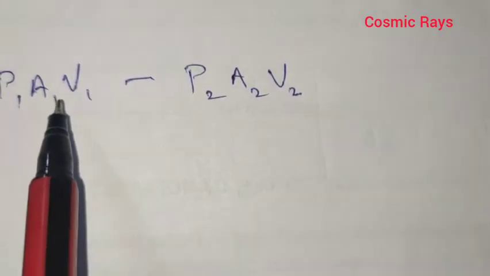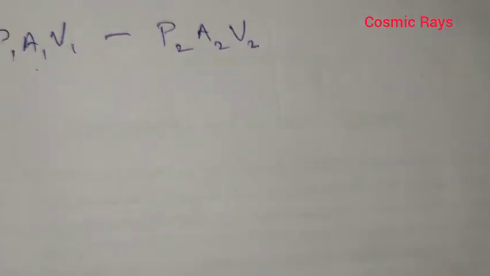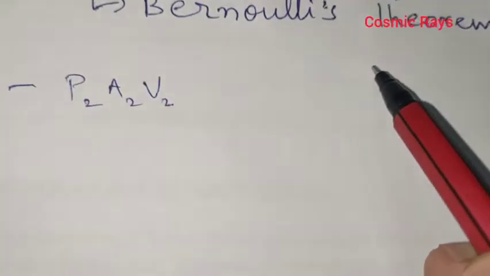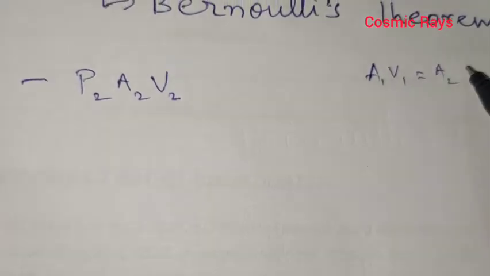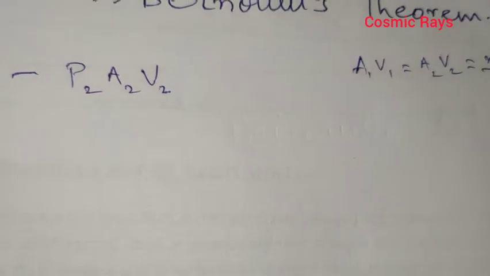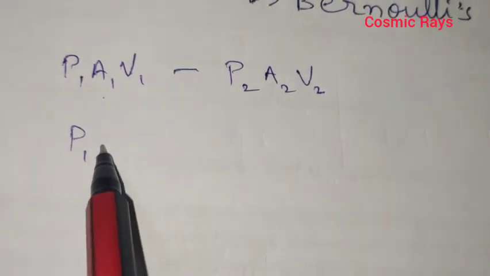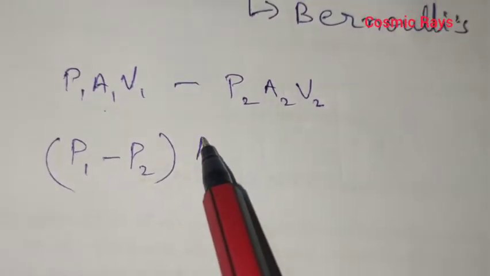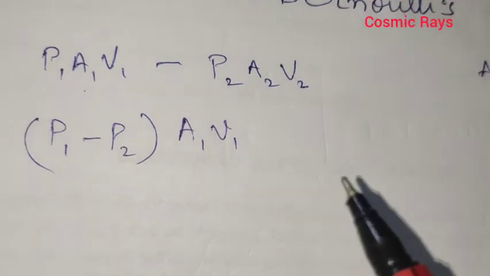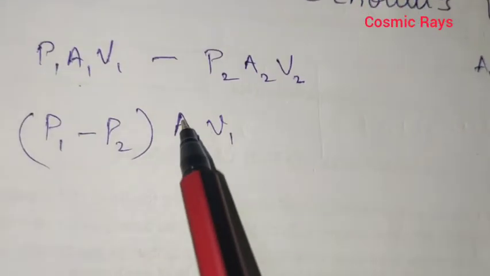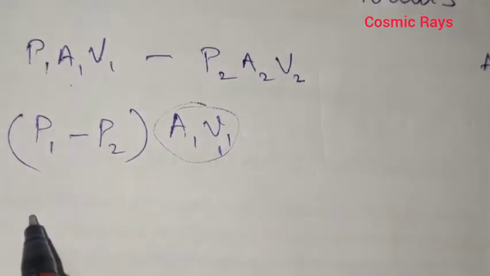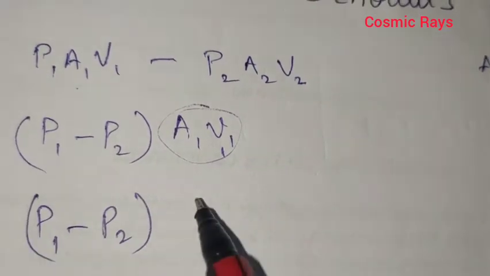Here what we can do is we can take A1 V1 and A2 V2 common, as we have seen that A1 V1 is equal to A2 V2 is equal to m upon rho, where rho is the density. So we write here P1 minus P2, and we have A1 V1 or A2 V2, whatever. So this part can be substituted as m upon rho. That's what we have here. The net work done on the liquid is P1 minus P2 into m upon rho.